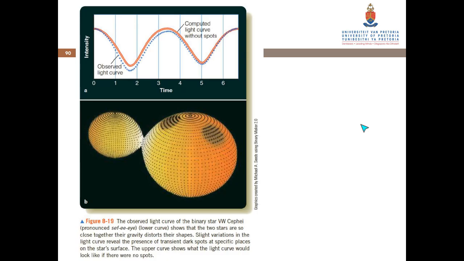In this image, we can see the observed light curve of the binary star Chappée. It shows that the two stars are so close together that gravity distorts their shapes. Slight variations in the light curve reveal the presence of transient dark spots at specific places on the star's surface. This upper curve shows what a light curve would look like if there were no spots.